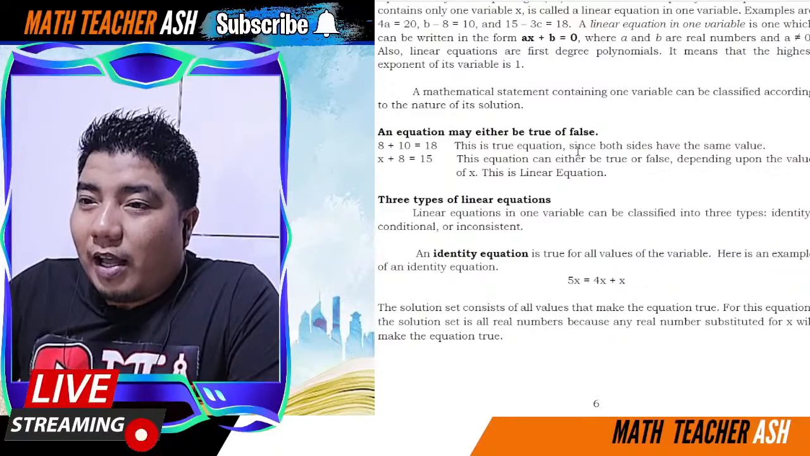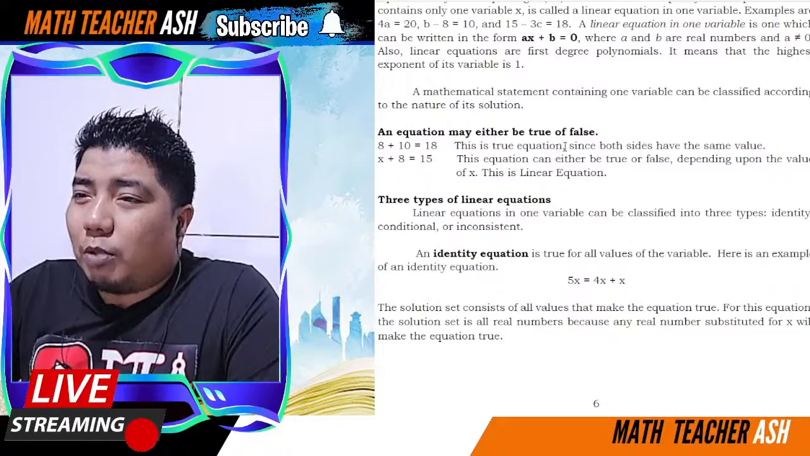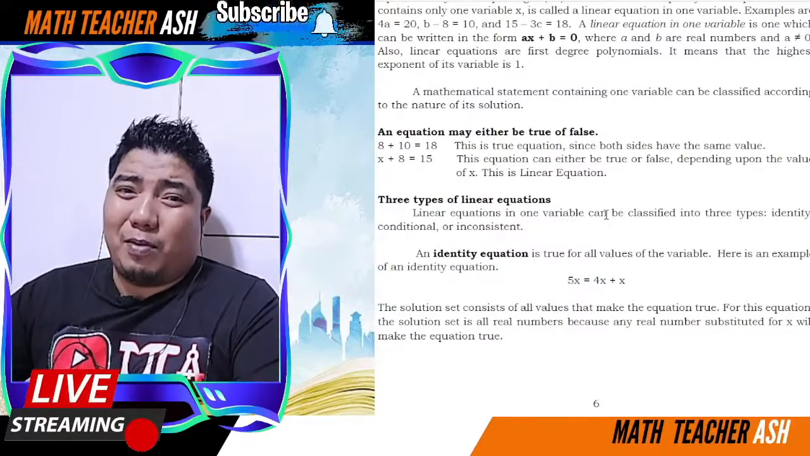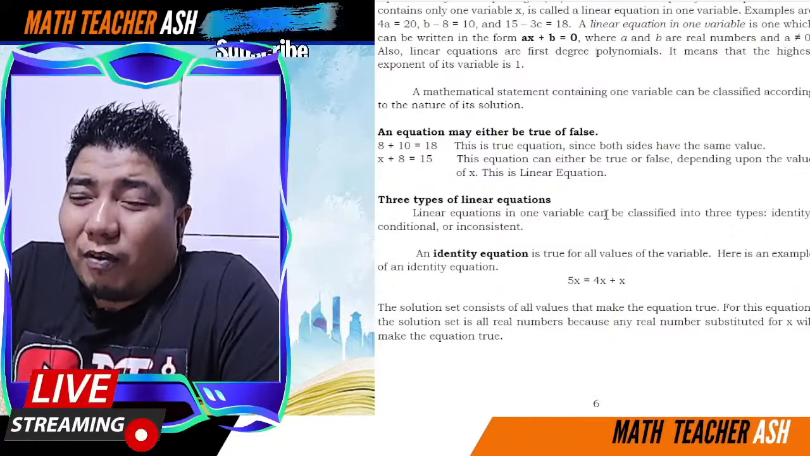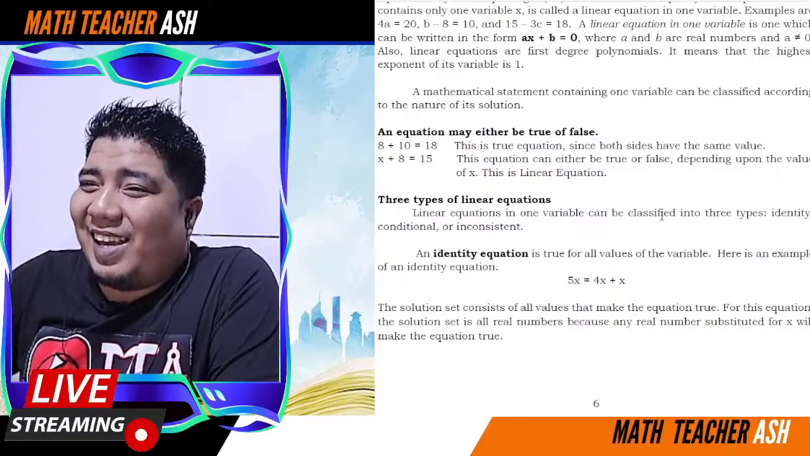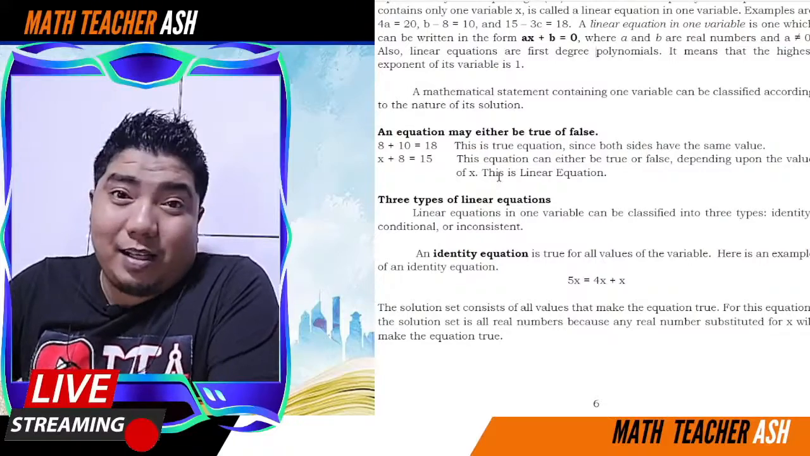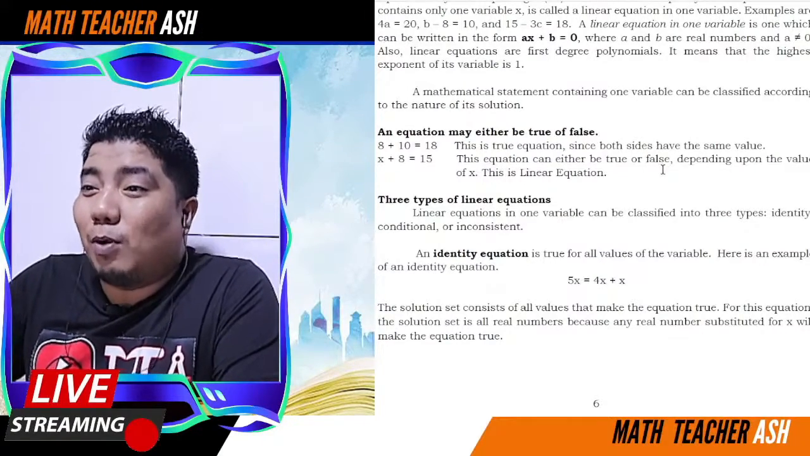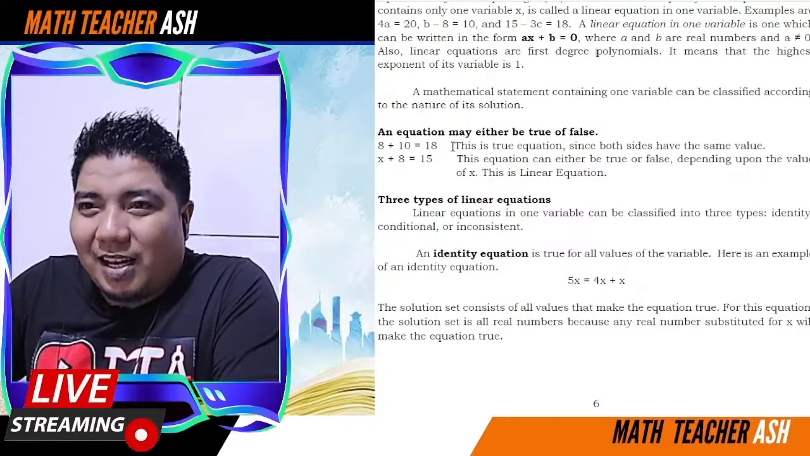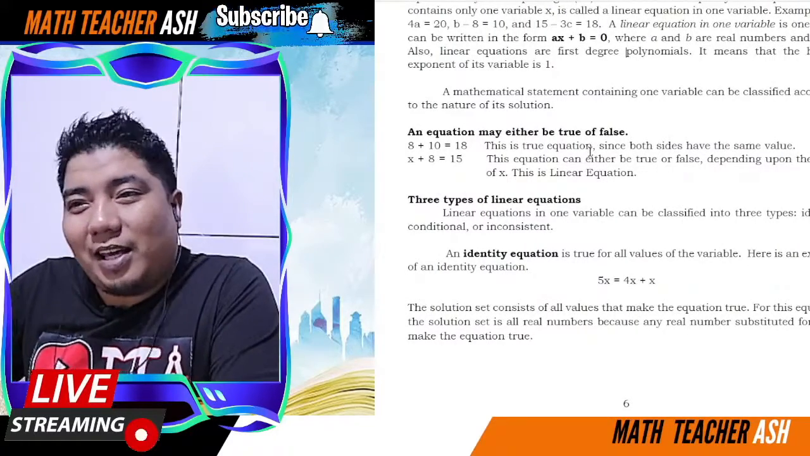We have here a mathematical statement containing one variable. Okay, an equation may either be true or false. Okay, ang equation daw pwedeng sabihin natin true or false. Pero basically, my dear math learners, of course, kapag ito ay false, then that is not an equation kasi hindi yun equal. Okay. Alright, so let's say here, 8 plus 10 is equal to 18. This is a true equation since both sides have the same value. 8 plus 10 is 18 and on the right side, 18 din ang tawag dyan, kabila. So 18 and 18, they are equal.